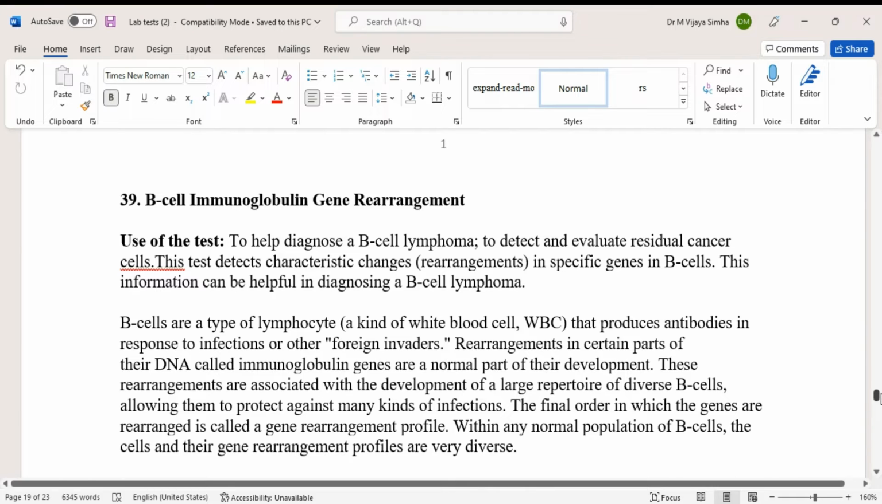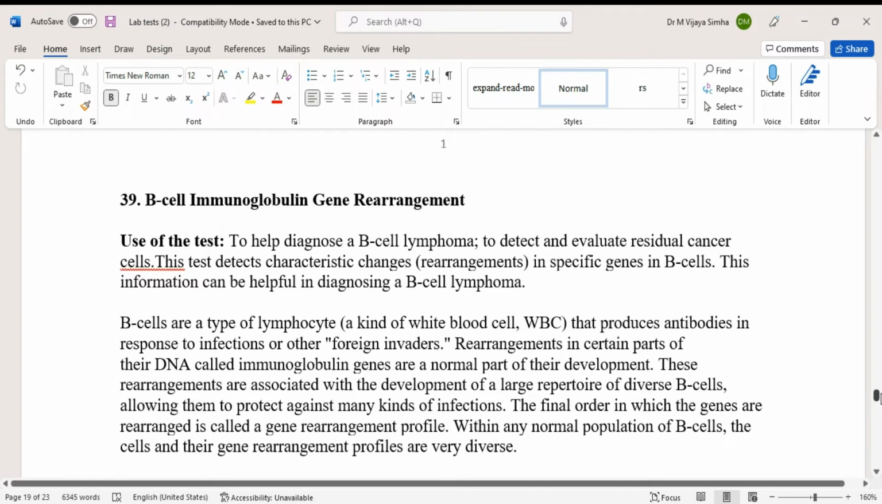There are different types of cells in our body. Out of these, B cells are one type of cell in which the investigation is being done. This information can be helpful in diagnosing B cell lymphoma. B cell lymphoma is a type of cancer. B cells are a type of lymphocyte that produces antibodies in response to infections or other foreign invaders.